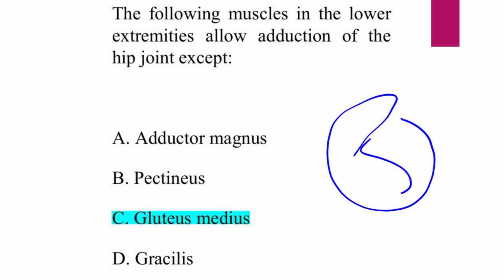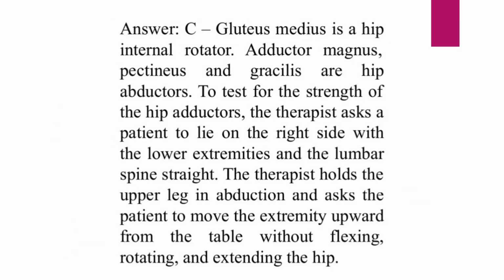Which of the following muscles in the lower extremity allow adduction of the hip joint, except which one is not involved in hip adduction? That is the gluteus medius. Gluteus medius is a hip internal rotator. Adductor magnus, pectineus, and gracilis are hip adductors.